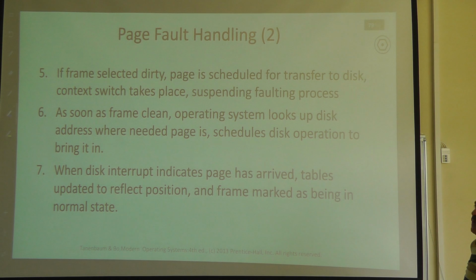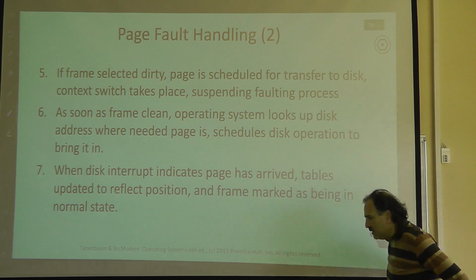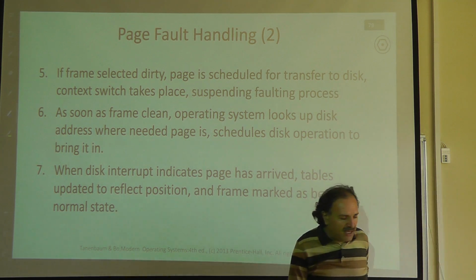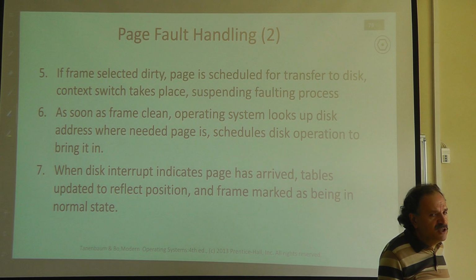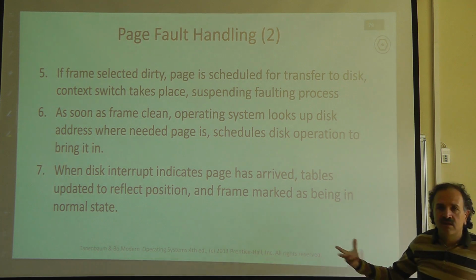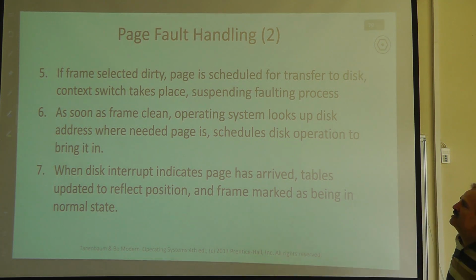At this point, a context switch happens because the current process cannot continue. It caused a page fault, and it needs to replace a page. But replacing the page will take some time because I need to write the dirty page to the disk. So I would suspend my process. It will wait until the whole frame is written to the disk and the new frame is loaded. As soon as the frame is clean, a new frame is available.